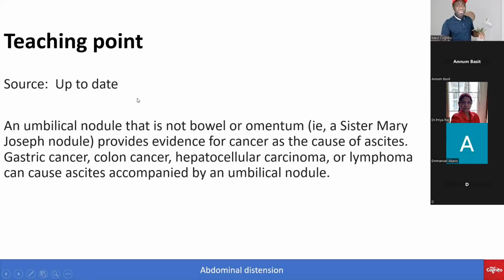Okay, good. So UpToDate says this: an umbilical nodule that is not bowel omentum, that is Sister Mary Joseph's nodule, provides evidence for cancer as the cause of ascites. Gastric cancer, colon cancer, hepatocellular cancer, or lymphoma can cause ascites accompanied by umbilical nodule. UpToDate should be yours. You should check things with UpToDate.